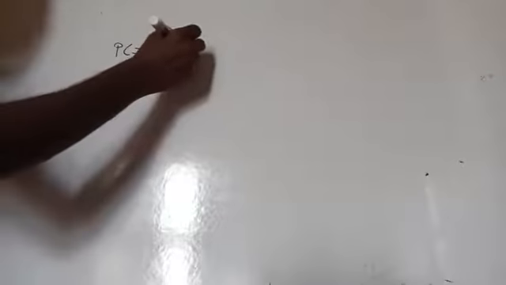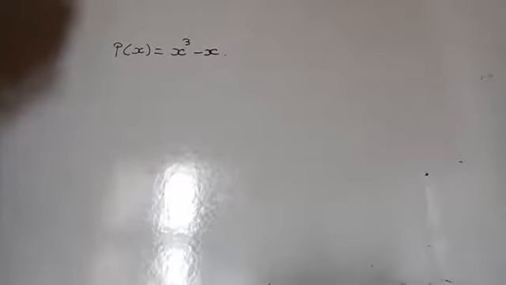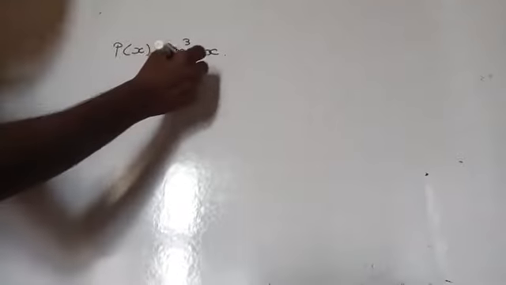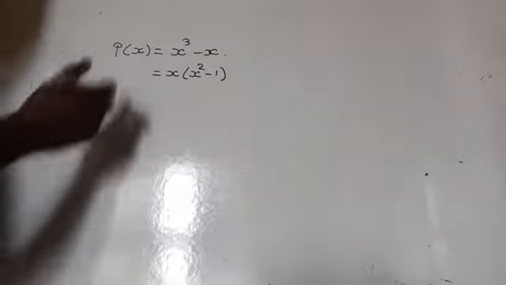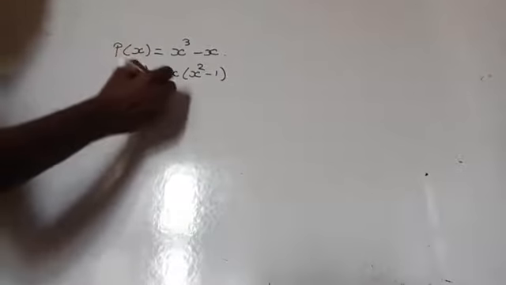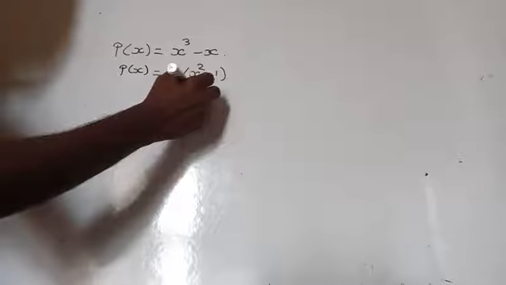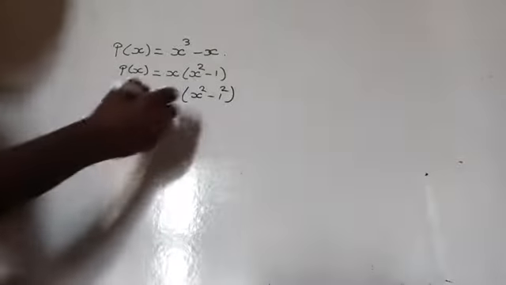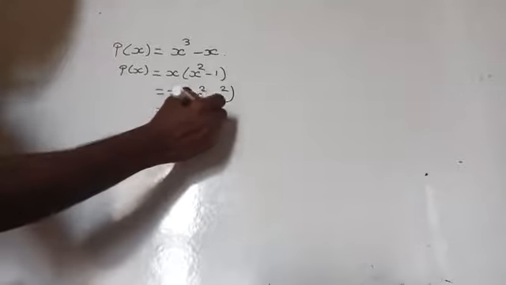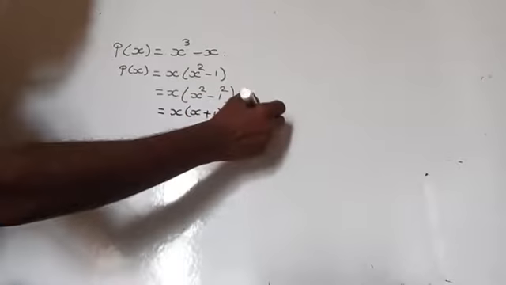Suppose p of x is x cube minus x. Can you factorize this one? P of x equal to x cube minus x. Yes. X into x square minus 1 you can write. Then again this x square minus 1 can be written as x square minus 1 square. Then x into x plus 1 into x minus 1. You will get 3 factors.